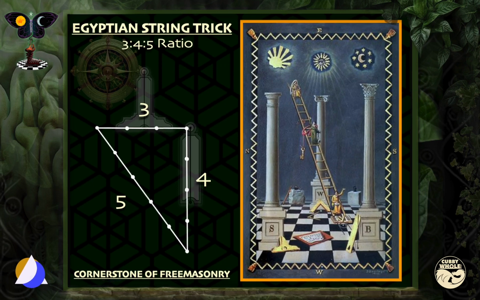Now, this is really, really awesome, especially for the student who has studied these tracing boards. You will notice that the ancient Egyptian string trick, or the 3-4-5 ratio triangle, the right angle triangle, is encrypted in Josiah Bowring's first degree tracing board in Solomon's Temple. And this is the cornerstone of Freemasonry.